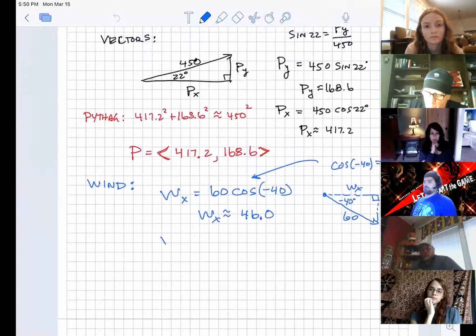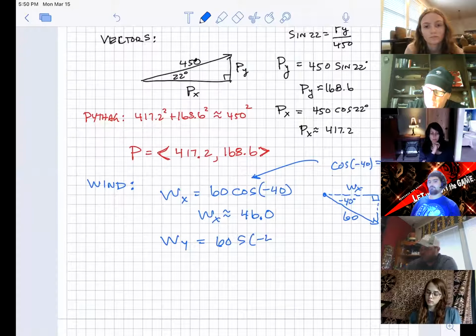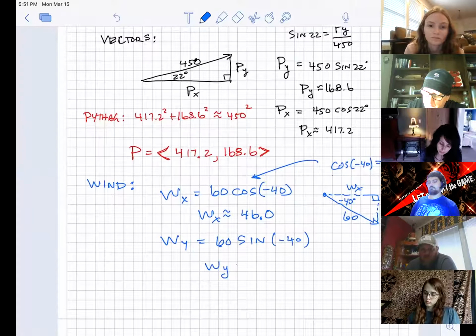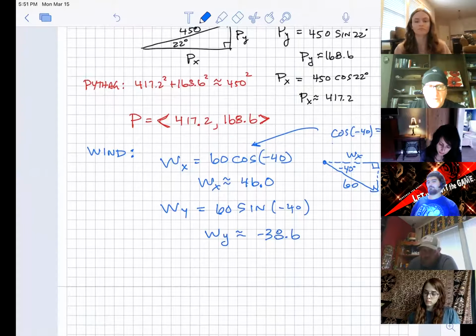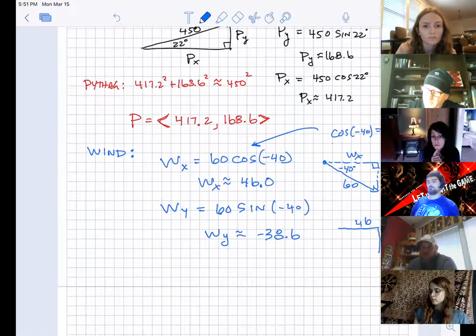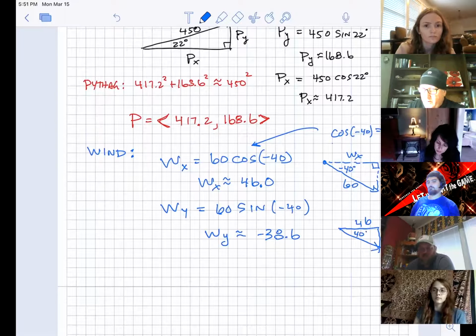So for that reason, the wind in the y direction would be 60 times the sine of negative 40. And 60 times the sine of negative 40 is negative 38.6. But again, do you see that that's working? In other words, if you go over 46 and then you go down 38.6, doesn't that actually establish exactly what we just described? Like, hey, that's a 40 degree angle. And if we did the Pythagorean theorem on those, sure enough, we'd get 60 for that.